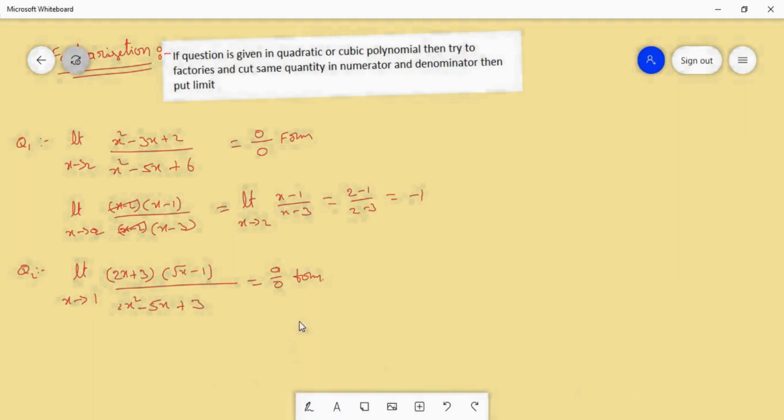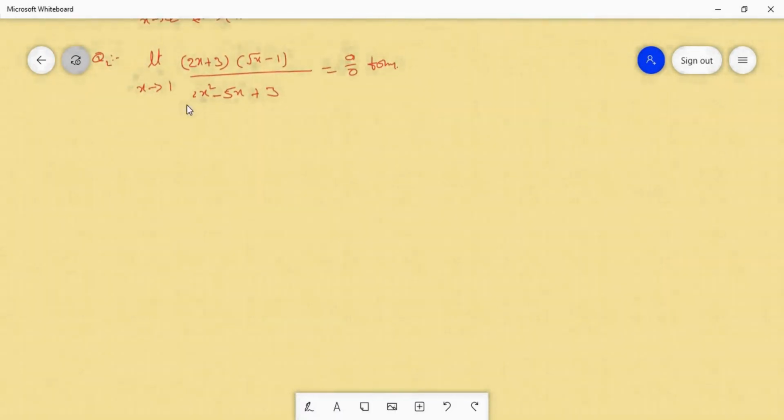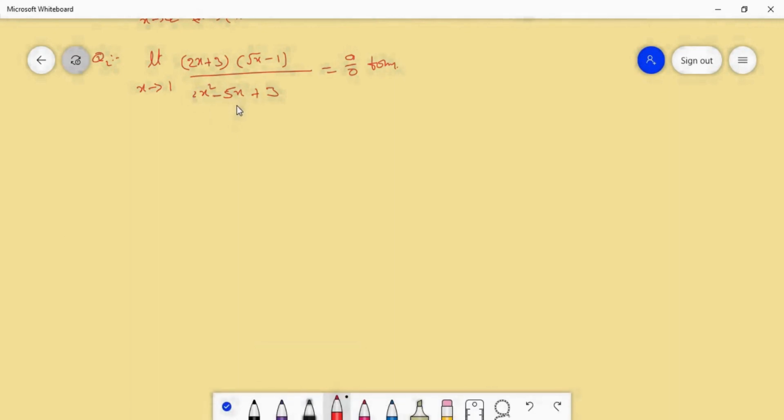So we can move to factors. For the numerator, we already have the factors. For the denominator, we have the quadratic already. The denominator factors are: limit x tends to 1, (2x plus 3) root of (x minus 1) by denominator factors (x minus 1) into (2x minus 3).